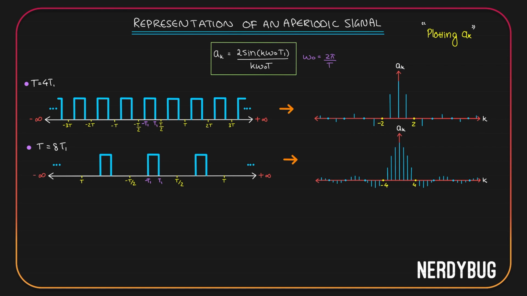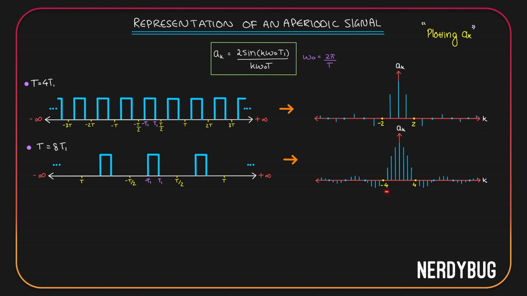To show that, let us take the condition that the argument of sine should be equal to pi. So we get k omega naught T1 should be equal to pi. k omega naught is 2 pi by T. T1 in this case is T by 8. This is equal to pi. So pi and pi get cancelled, T and T get cancelled, 2 and 8 can be cancelled. We get k is equal to 4. Similarly, if you take this as minus pi, you will get minus 4.